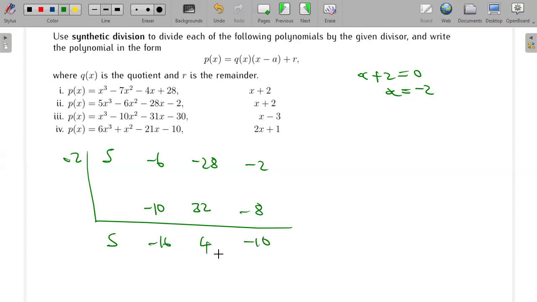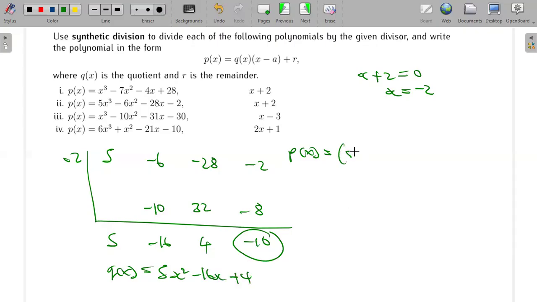So we see that this has reduced to that. That there is our remainder. The last value you get is always going to be your remainder. So we can write this polynomial P of x in the form where our Q of x has simplified to 5x squared minus 16x plus 4. Then what we were dividing by, which is x plus 2, and then plus our remainder, which is negative 10. Just like that, you would have gotten your answer there.